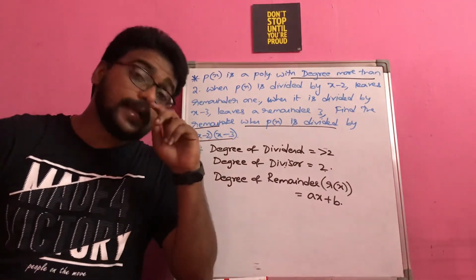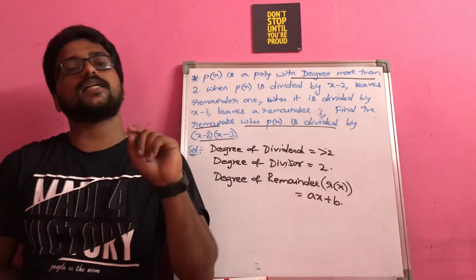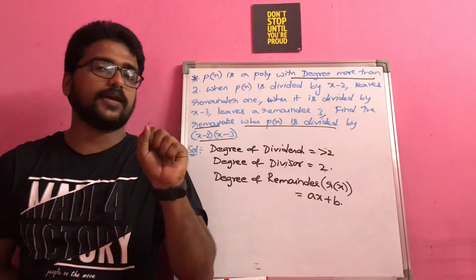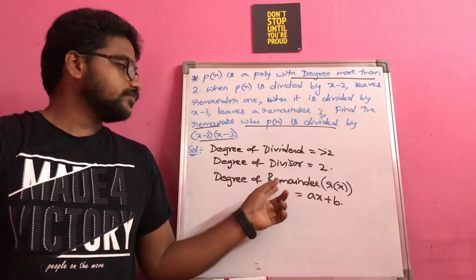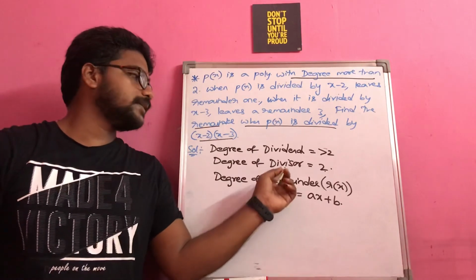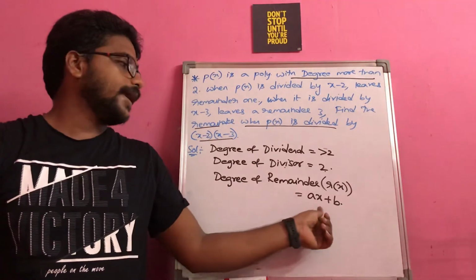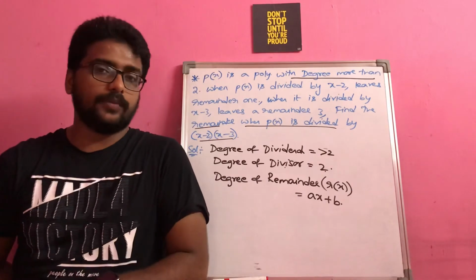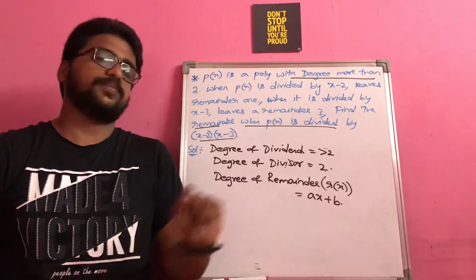And we know that the degree of the remainder is always less than the degree of the divisor. This property we are aware of. So when the degree of the remainder should be less than the divisor degree, I can go for the linear polynomial, that will be ax plus b.